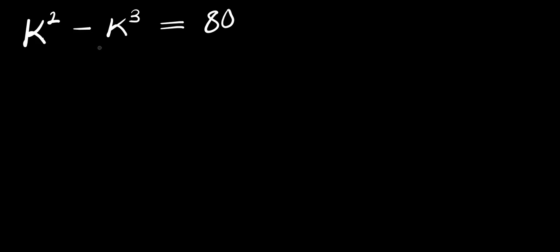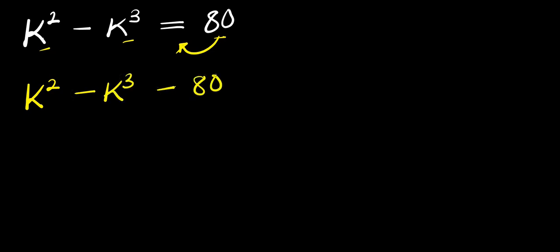Hello, how to solve this exponential problem? This is k power 2 minus k power 3 equals 80. We are solving for all values of k that satisfy this equation. So, I can move this 80 over here. It becomes negative 80. I have k power 2 minus k power 3 minus 80 equals 0.